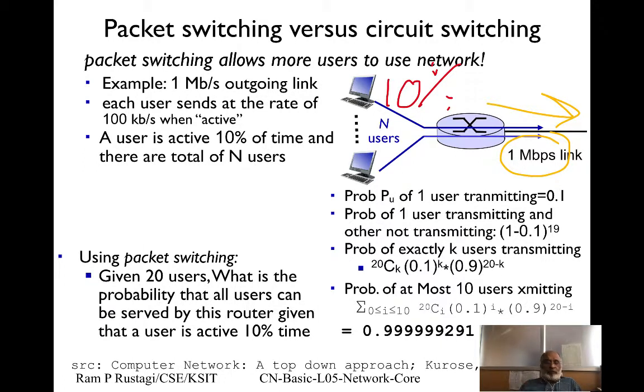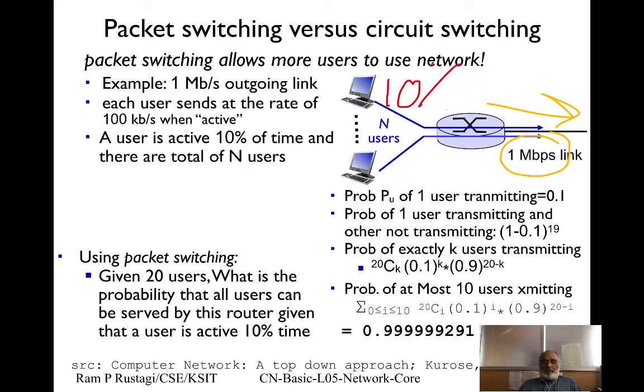And each user sends only 100 kilobits. So look here, my outgoing link is 1 Mbps. If all 10 users send at the same time, it can support them because each user is sending only 100 kilobits. So 10 users would make it 1 Mbps. That means if all 10 users send at the same time, it will be fully used. And if more than 10 users send at the same time, some packets have to be queued.